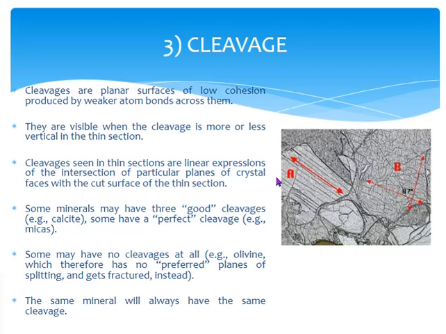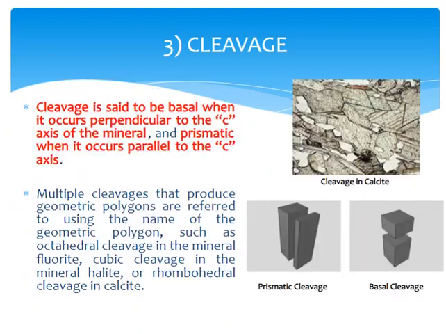Some minerals may have three good cleavages, for example calcite. Some have a perfect cleavage, for example mica, and some may have no cleavages at all, for example olivine, which therefore has no preferred planes of splitting and gets fractured instead. The same mineral will always have the same cleavage. The cleavage is said to be basal when it occurs perpendicular to the c-axis of the mineral and prismatic when it occurs parallel to the c-axis.